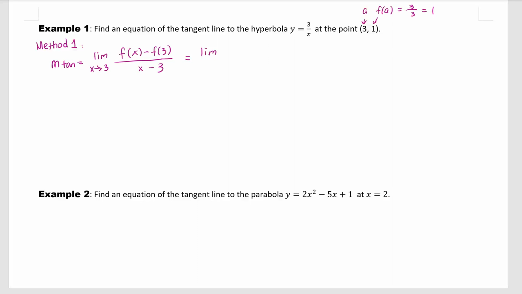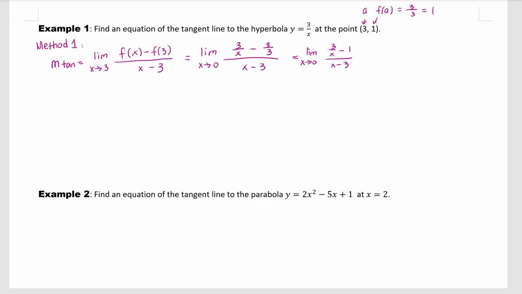Okay, what is it now? f of x is 3 over x, right? f of 3 means whenever you see x in the expression, you plug in 3. So that's 3 over 3. And let's continue. So we get 3 over x minus 1, over x minus 3.